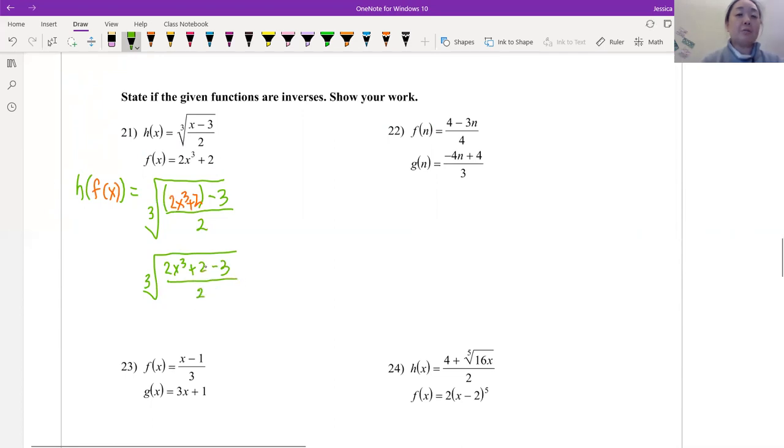And if you notice, ooh, we have this 2 and the 3 that we can combine. So it's going to be 2x cubed minus 1 over 2. Now, I can't divide out the 2 completely because this goes in for the first term, but not the second term. So technically, I'm just going to stop right here and say, this is as simple as I get. And we're going to say, nope, they are not inverses.